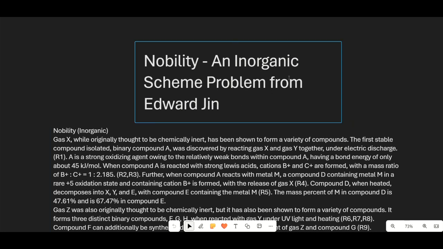So this is an inorganic scheme problem, which means it's a problem where they give us a bunch of different unknown compounds and tell us how they react, and we have to figure out what those compounds are step by step. This is from Edward Jin. You can go check out his website to find the problem. He's absolutely goated as well.